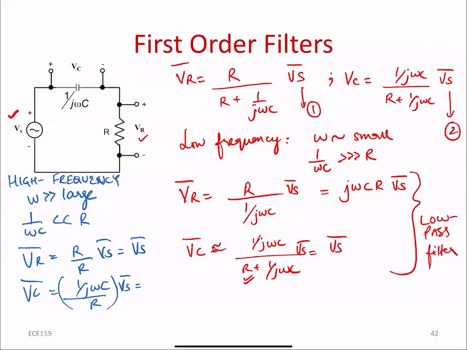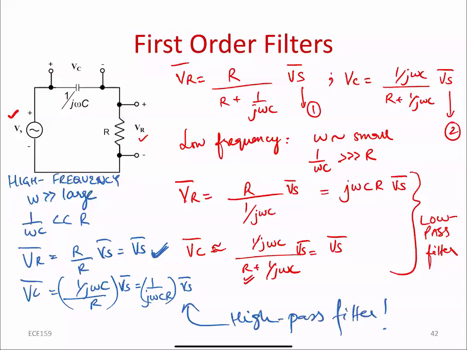times Vs, which is equal to 1 over j omega CR times Vs. So looking at this, we can definitely see that the source voltage now is appearing across the resistor, and virtually there is no signal across the capacitor. This is why this is a high pass filter. So this is how we can design the circuit to pass low frequencies or high frequencies.